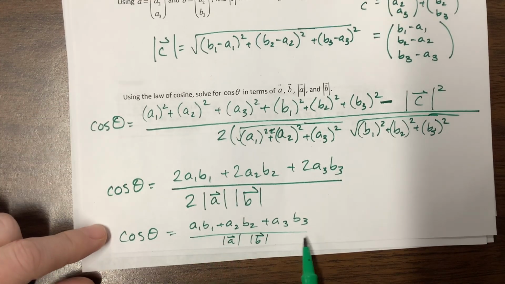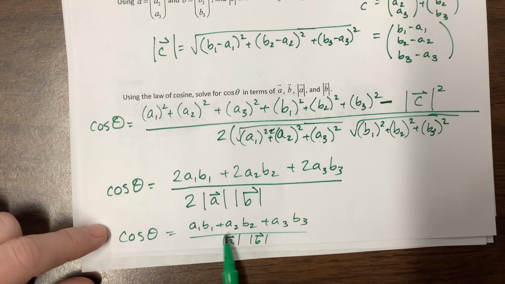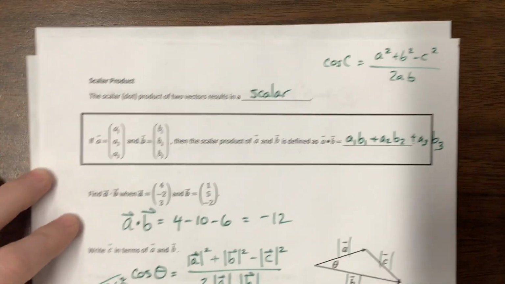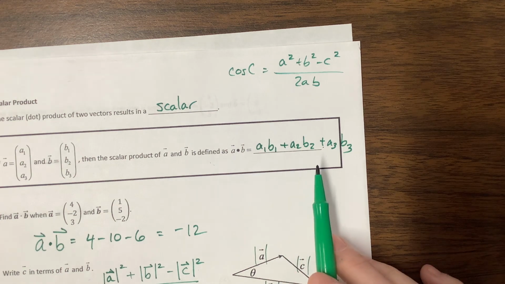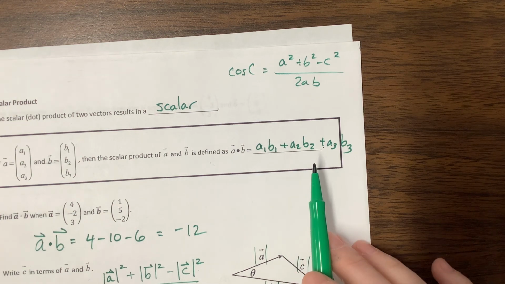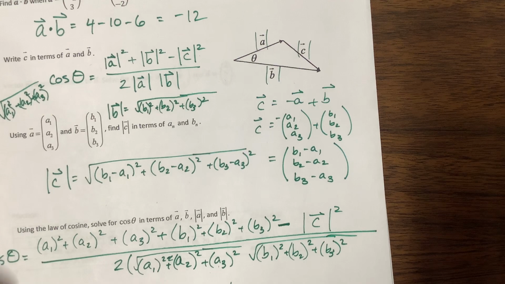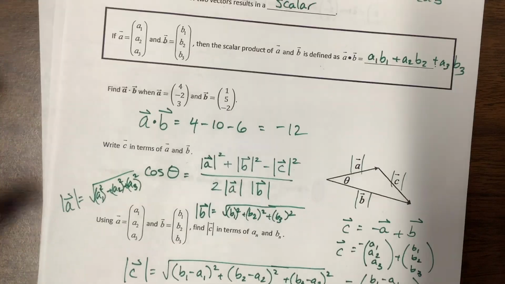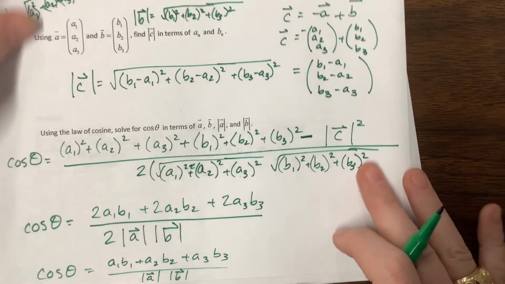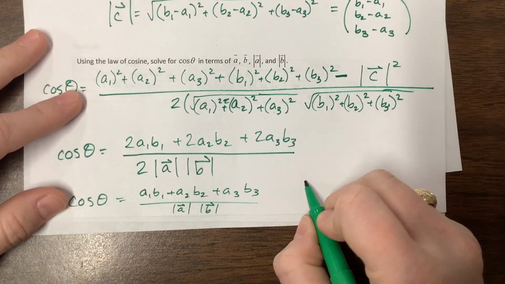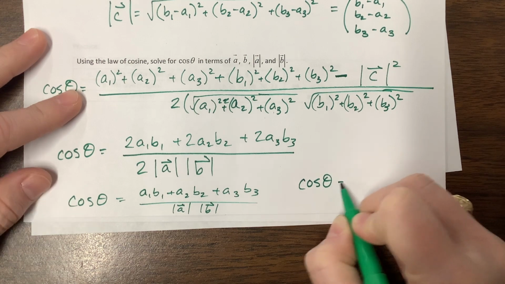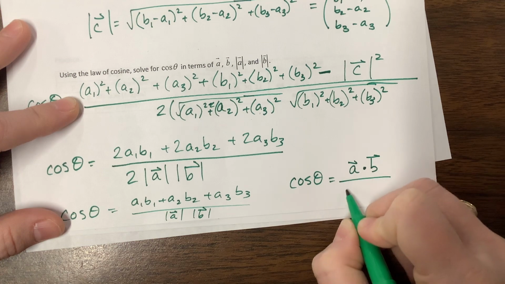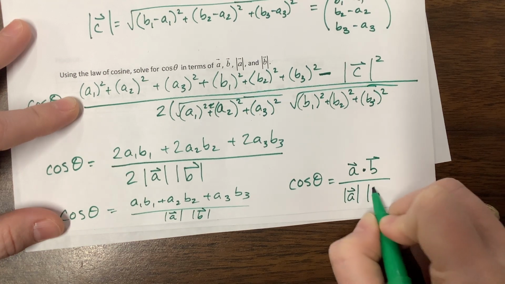What do we know about this? A1 times B1 plus A2 times B2 plus A3 times B3, that is what we call the scalar product. And this, ladies and gentlemen, is why we care. It's fun to take the scalar product if that's what you're into, but the reason we care is that the cosine of an angle between two vectors ends up becoming the dot product of the vectors divided by the magnitude of the first vector times the magnitude of the second vector.